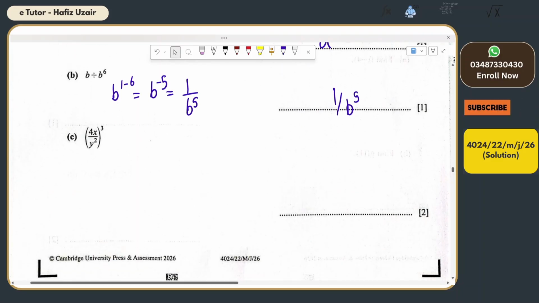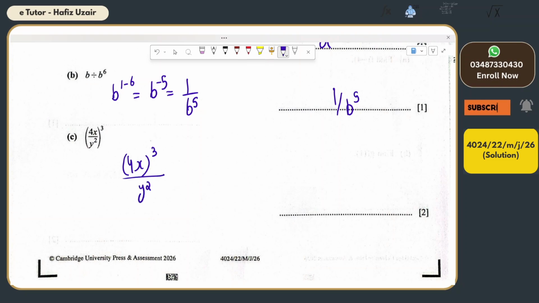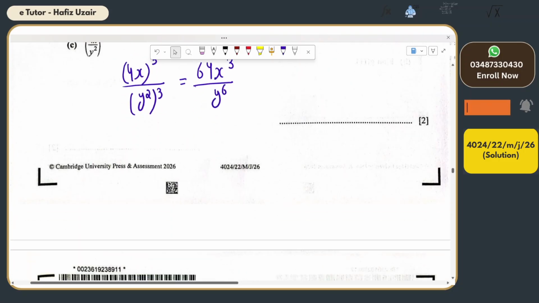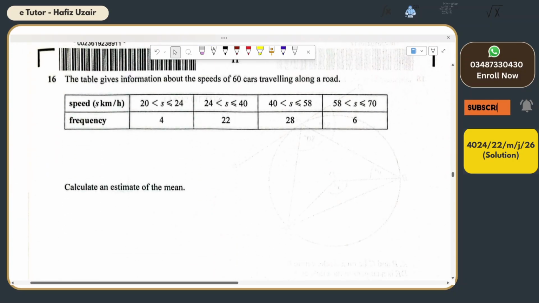Let's do the c part. Now you can simply write 4x cubed separately because you can use the indices law to write the power separately. Now 4 cubed is 64. So this will be 64x cubed over y power 6. Let's move to question number 16.